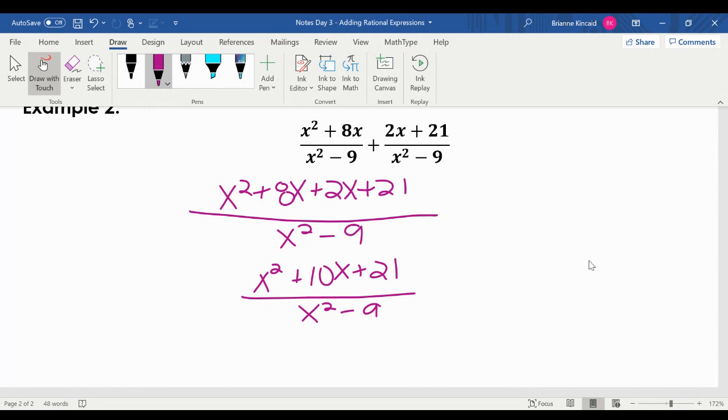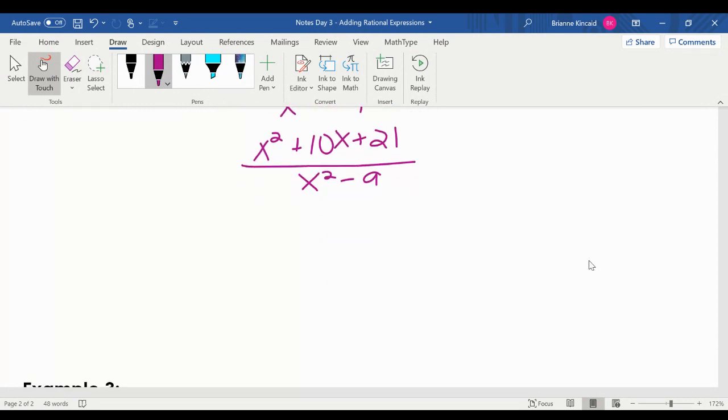Now that I'm at a single fraction, I can go ahead and factor. So in the numerator, we have a trinomial, which is going to factor into two binomials. The two numbers that multiply to 21 and add to 10 are 7 and 3.